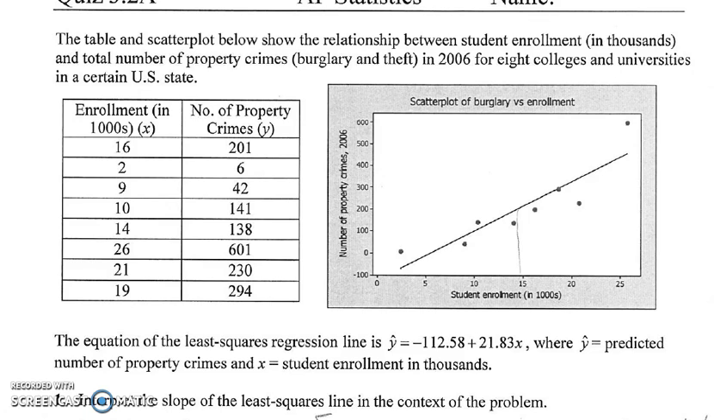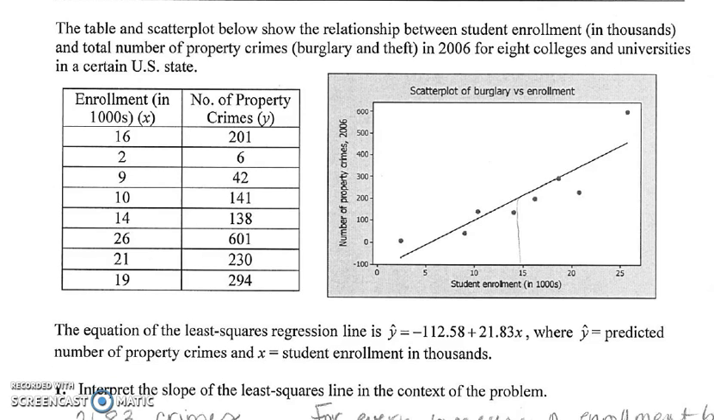Alright, so for 3.2, the first question is interpret the slope of the least squares line. So they've given us the equation, predicted y. In this case, y is number of property crimes, so I would have actually written a hat over the word crimes. So predicted crimes is equal to -112.58 plus 21.83 times x. In this case, I would have put in parentheses the enrollment in thousands.